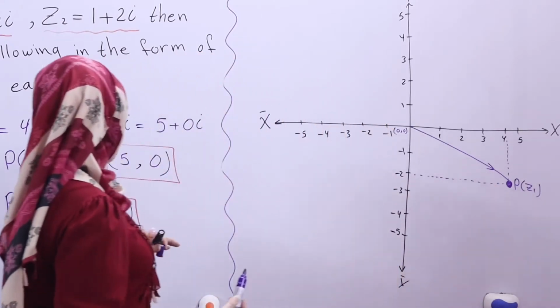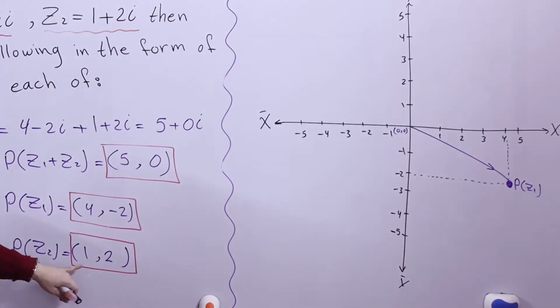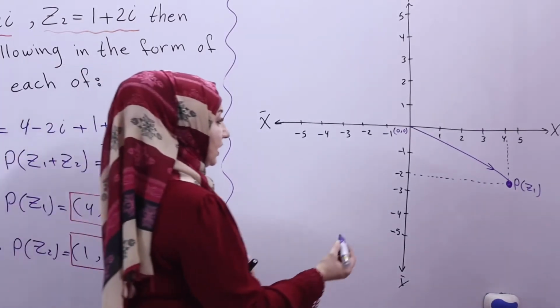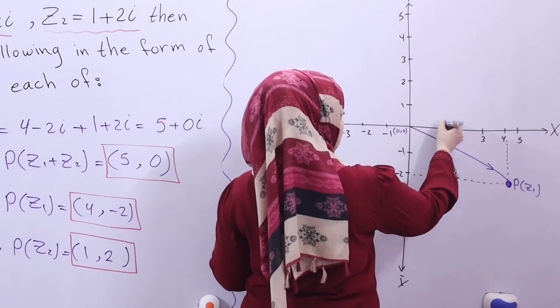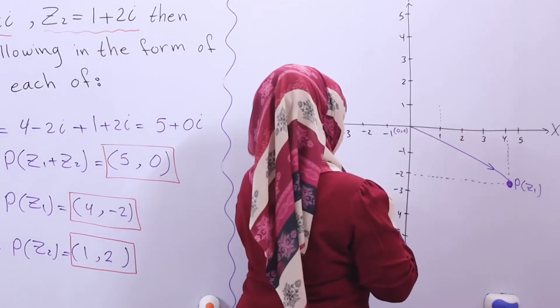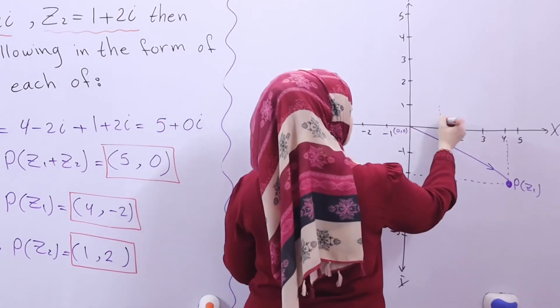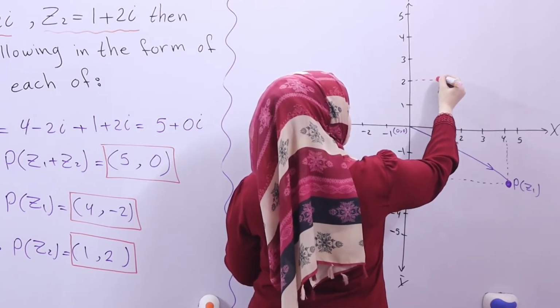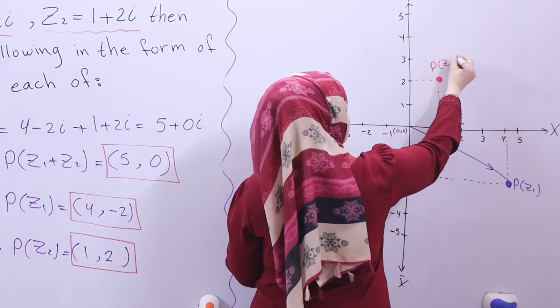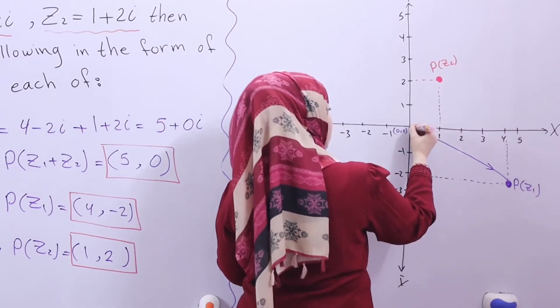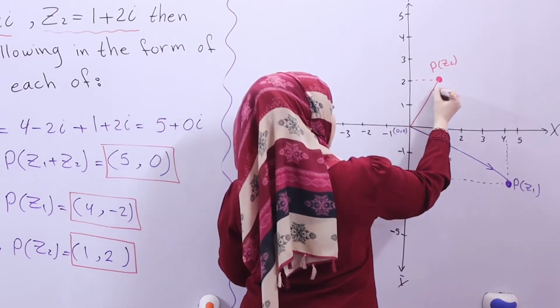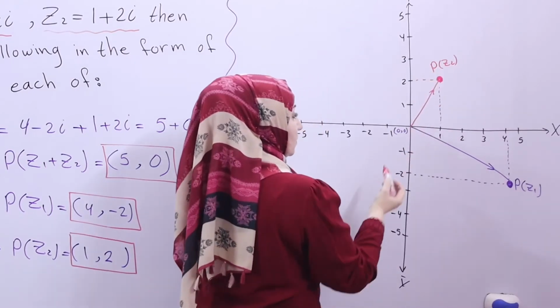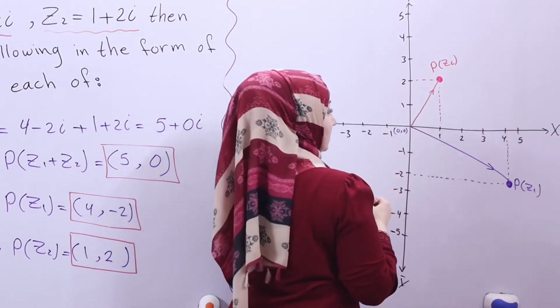The second complex number Z2, positive 1, positive 2. X axis is positive 1 and Y axis is positive 2. So this is the point which represents Z2. We will connect between the origin and the point which represents Z2. So this is the argand shape for Z2.